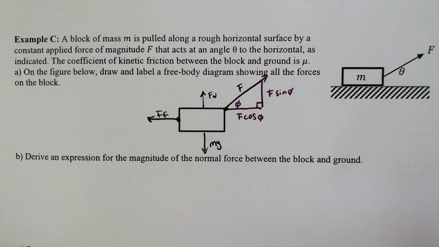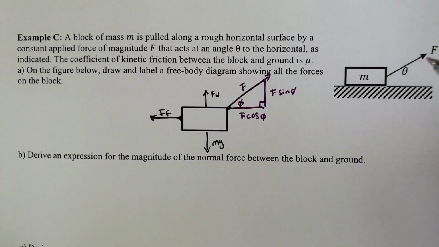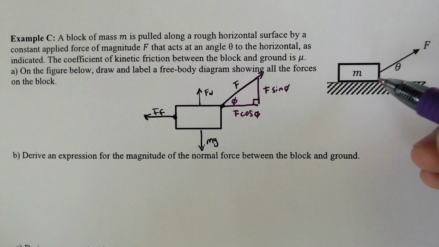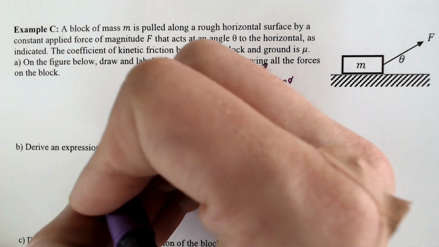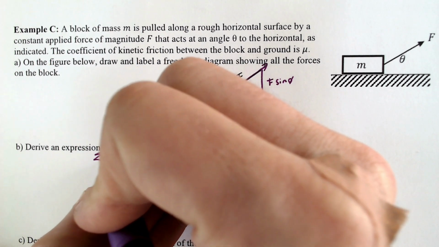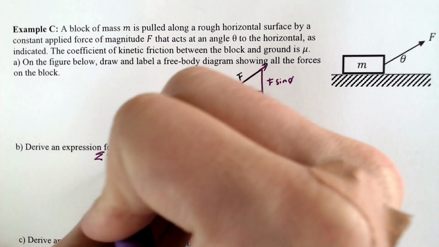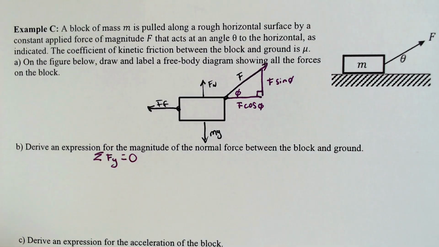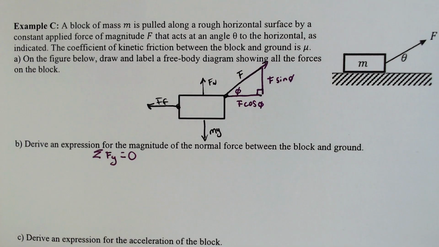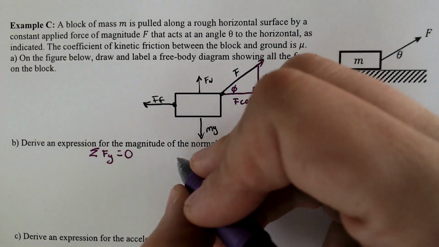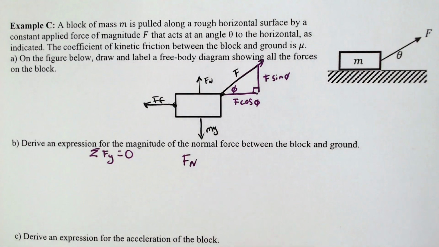All right? And with that in mind, another thing to consider is this block is still on the ground. Because it's still on the ground, we're going to write something very important here, and that would be the sum of all forces in the y direction would be equal to 0. When you see that, that means that the object is stationary. The sum of all vertical components cancel each other out.